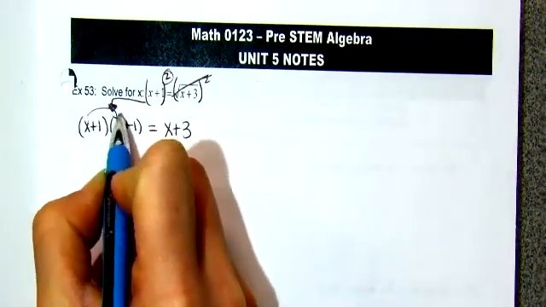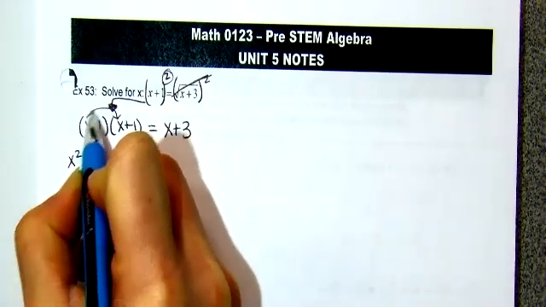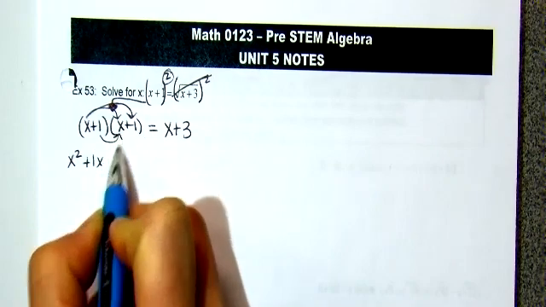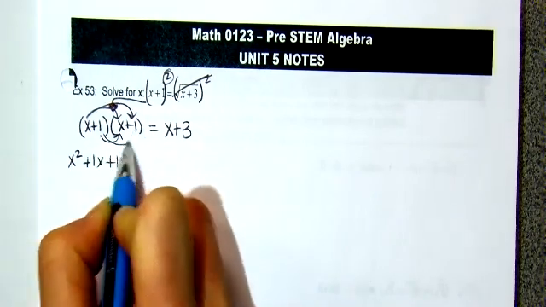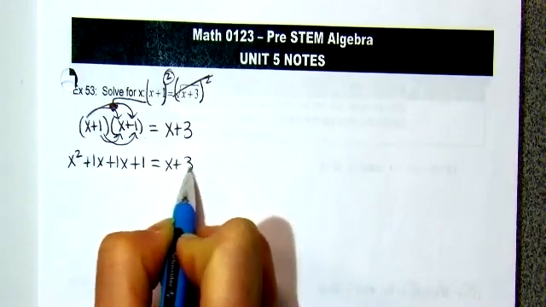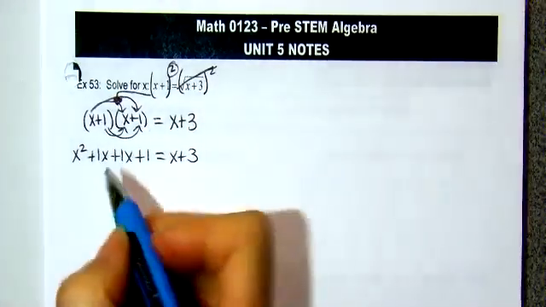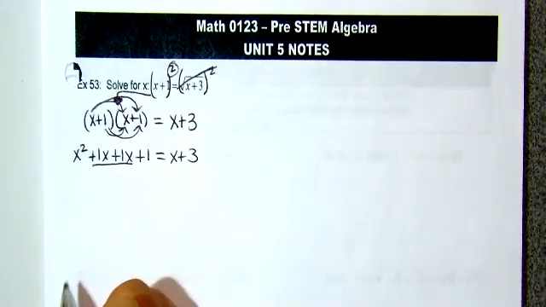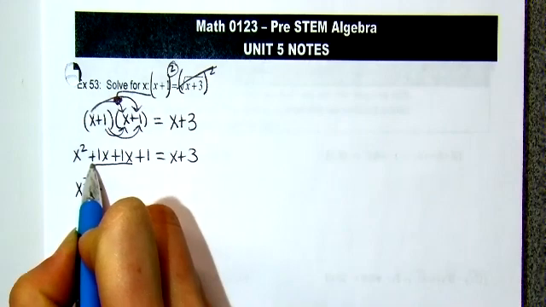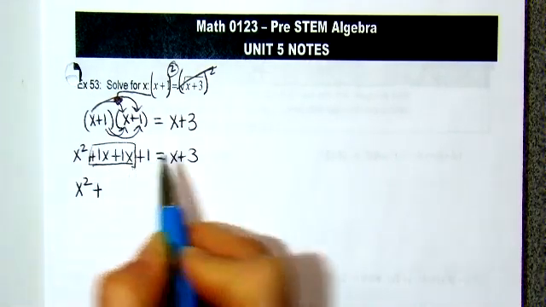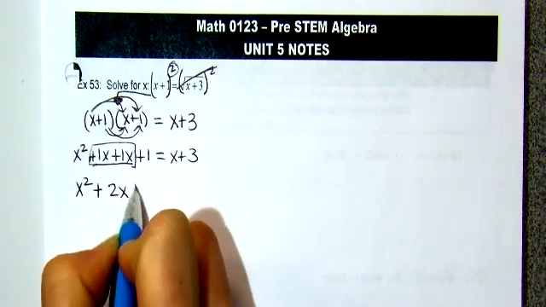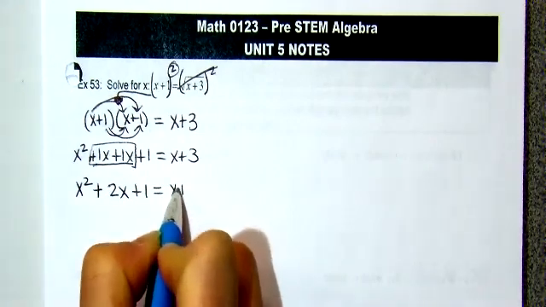So x times x is x squared. X times 1 is a positive 1x. 1 times x is a positive 1x, and 1 times 1 is a positive 1. And you can rewrite the other side if you wish. I like to go ahead and combine like terms on one side like we have in the past with equations before I start moving terms around. So 1 and 1 make 2x plus 1 equals x plus 3.